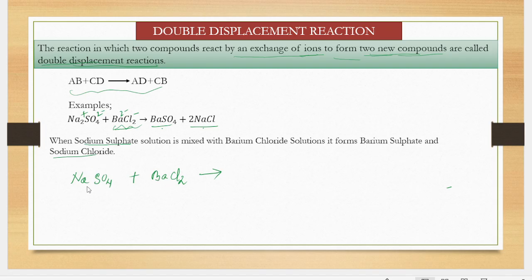Sodium will combine with chlorine and form sodium chloride. In the same way, the barium ion will combine with the sulfate ion and form barium sulfate. Sodium ion will combine with the chloride ion and form sodium chloride. So this is the exact chemical equation.